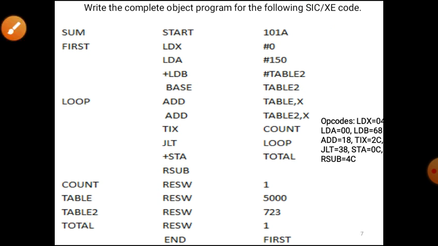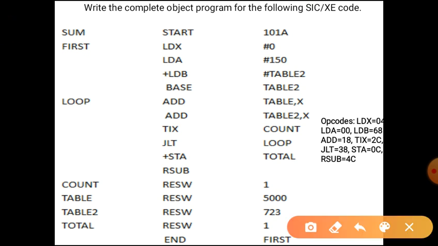So that is the meaning of the BASE assembler directive, and for this, no machine code is generated. These are the different assembler directives we have, and similarly we have other executable statements like LDX. LDX means load X. Load X #0. What do you mean by that? 0 has to be loaded into register X.